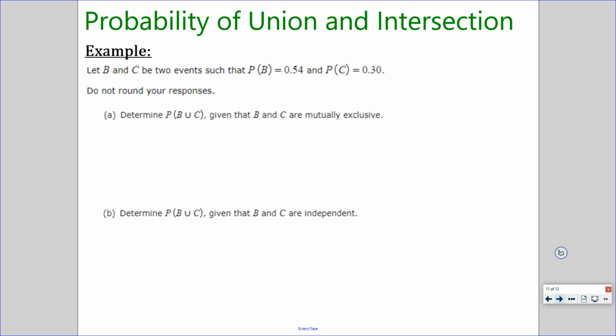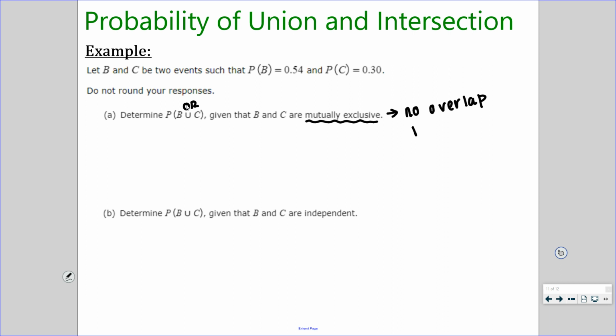It was honestly. Okay, let's crank these out, two more. Let B and C be two events such that the probability of B is 0.54 and the probability of event C is 0.3. Do not round your responses. Determine the probability of B union C, or think of that as B or C, given that B and C are mutually exclusive. So there's nothing here, no overlap. Good.